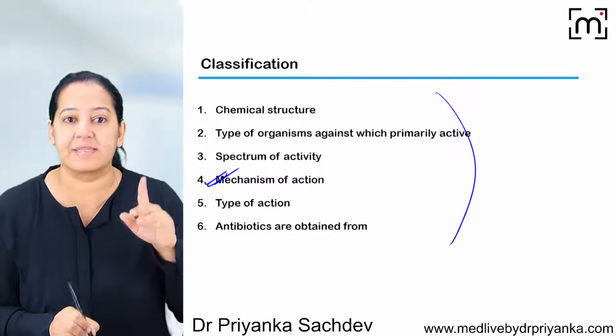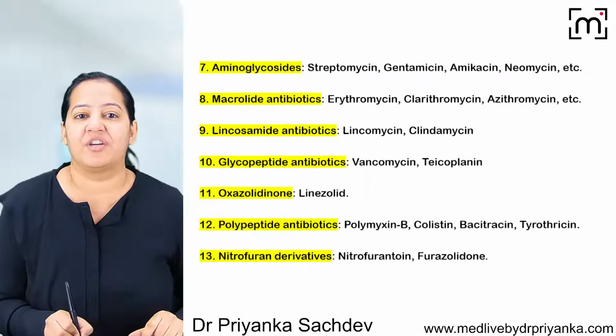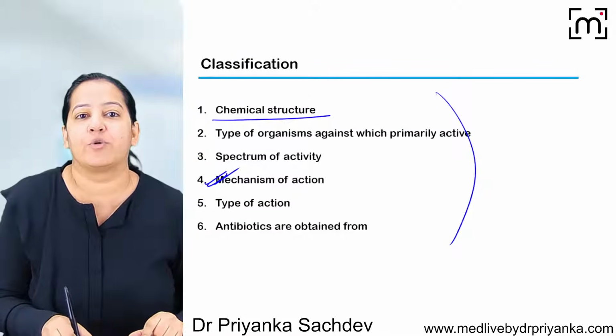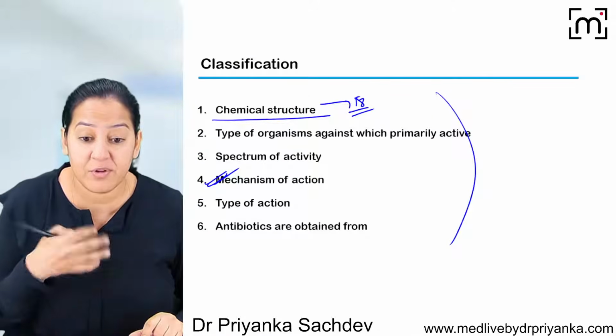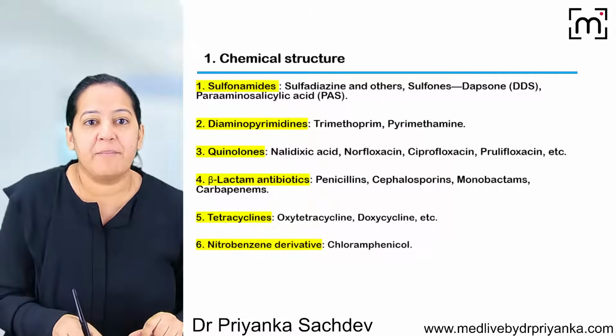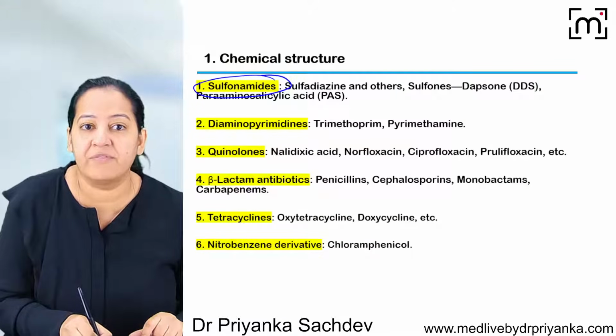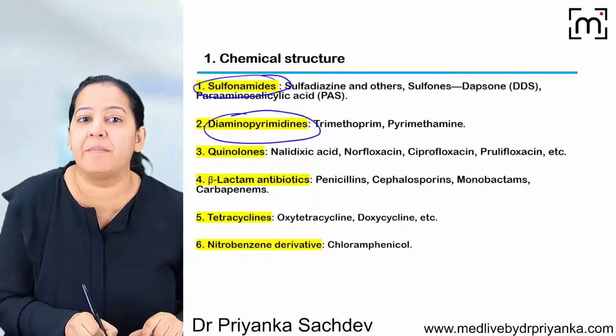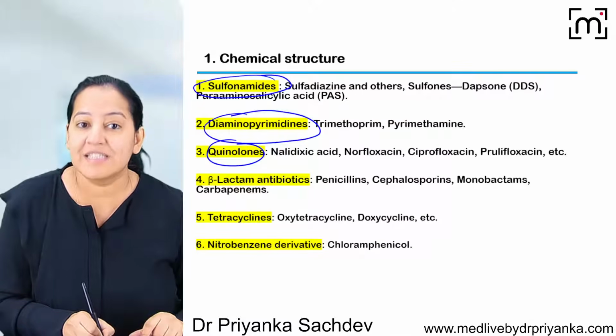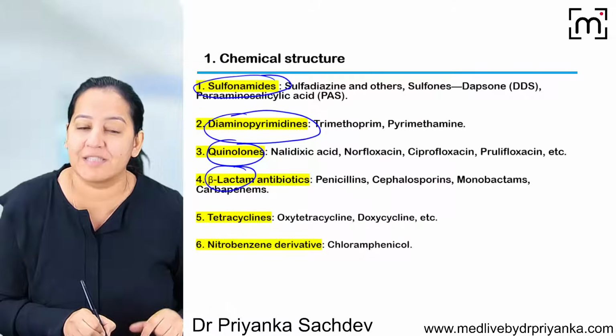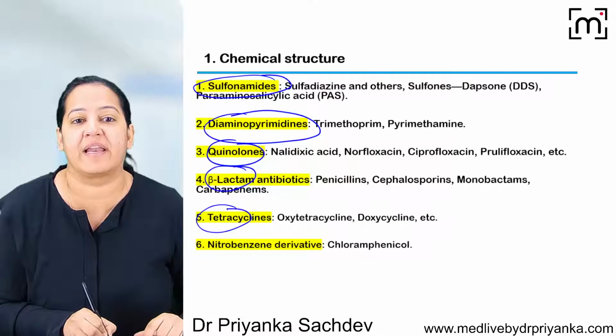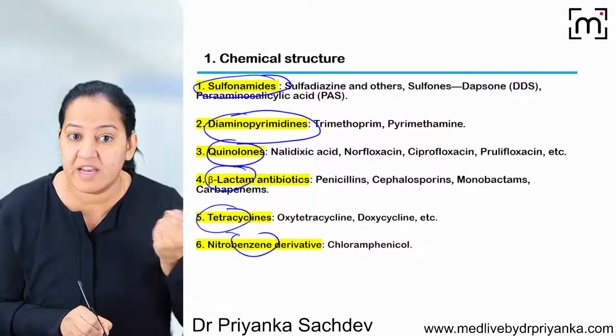But I will tell you all 6. The first, based on the chemical structure, they are divided into 18 groups. Some of them have sulfonamides, some of them are diaminopyrimidines, some of them are quinolones, some of them have beta-lactam rings, some of them have 4 rings, that is tetracycline, some of them have benzene with the nitro group.